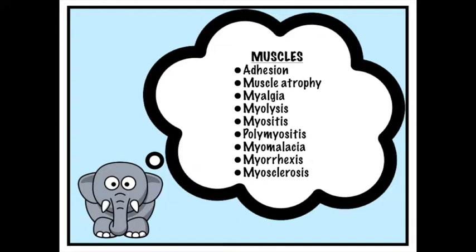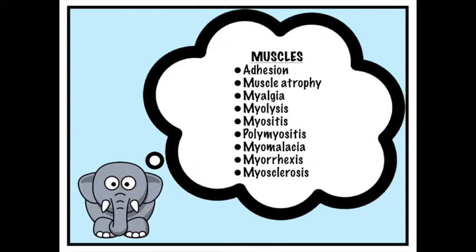Myalgia means muscle tenderness or pain. Myo meaning muscle, and algia meaning pain. Myolysis is the degeneration, breaking down of muscle tissue. Myo meaning muscle, and lysis meaning destruction or breaking down in disease. Myositis is inflammation of muscle tissue, especially skeletal muscles. Myos meaning muscle, and itis meaning inflammation.